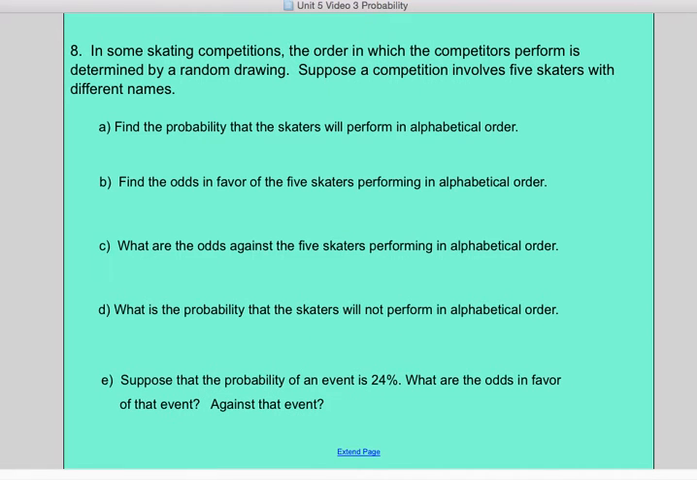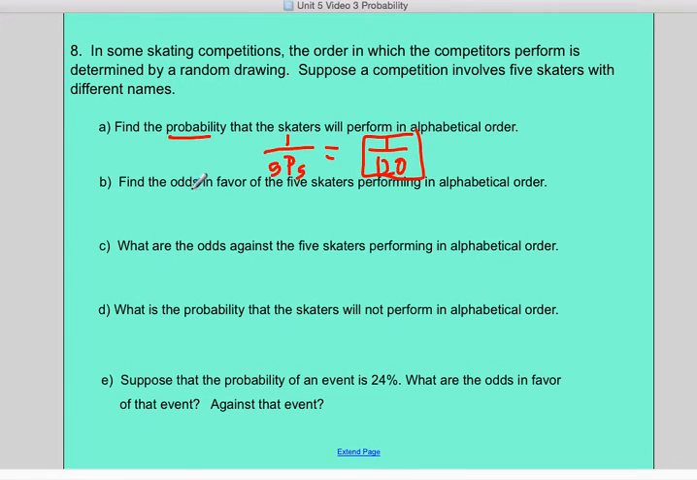So, example 8. In some skating competition, the order in which competitors perform is determined by a random drawing. Suppose a competition involves 5 skaters with different names. Find the probability that the skaters will perform in alphabetical order. Okay, so probability. We're putting people in order, so this is a permutation. So the total options of putting them in order is 5P5. Now I would ask myself, how many ways can you put them in alphabetical order? There is only one way. So it's 1 over 5P5, which is really 5 factorial. It's 1 over 120. This is a probability.